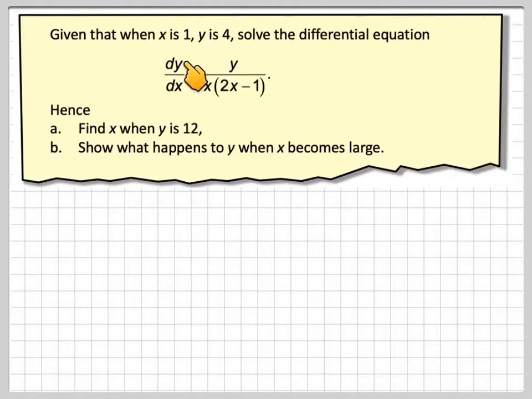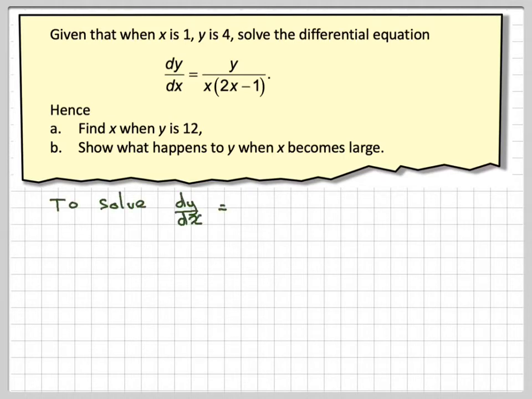Given that when x is 1, y is 4, solve the differential equation dy by dx is equal to y over x times 2x minus 1. Hence, find x when y is 12. Show what happens to y when x becomes large.